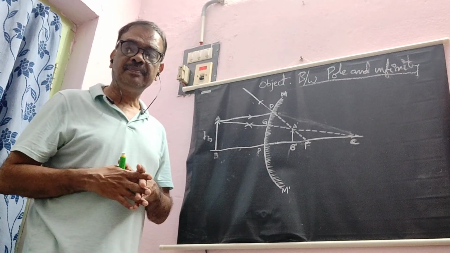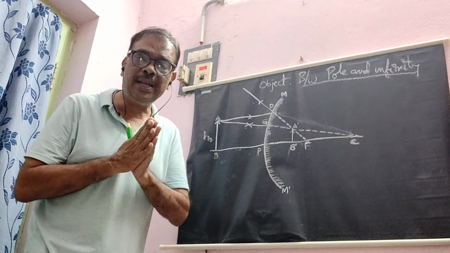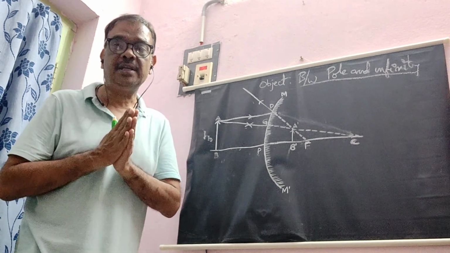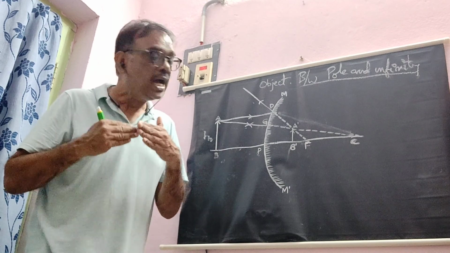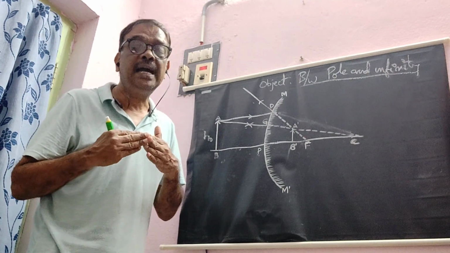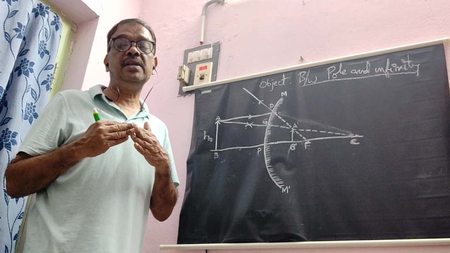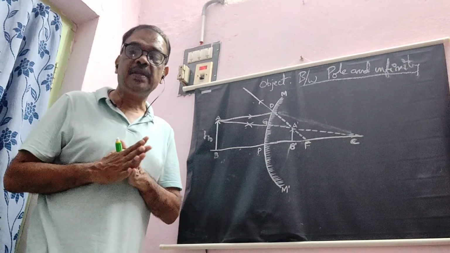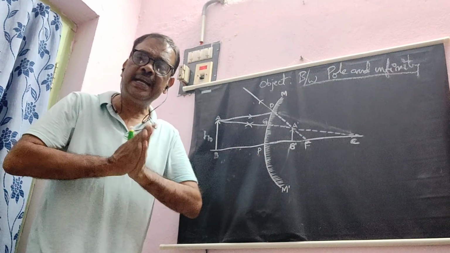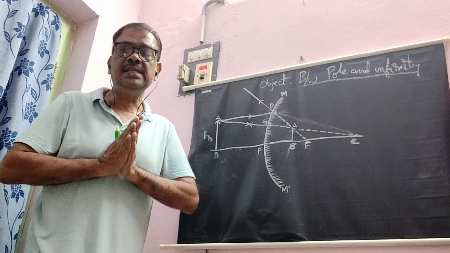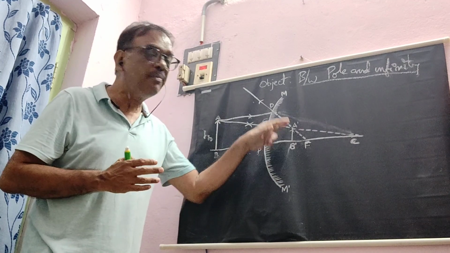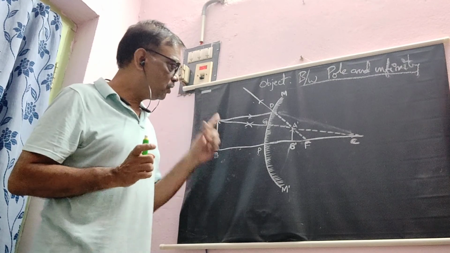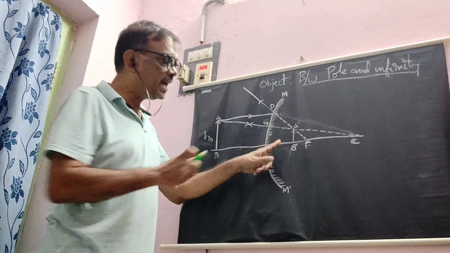In this case, the image formed is virtual and erect. Why? Because the rays do not actually meet. They appear to have come from behind the mirror. That's why the nature of the image is virtual and erect. Whenever you see in the ray diagram that the image is formed behind the mirror, the nature of the image is virtual. And it is formed above the axis, that's why it is erect. Virtual and erect. So, this is the height of the object. This is the height of the image.